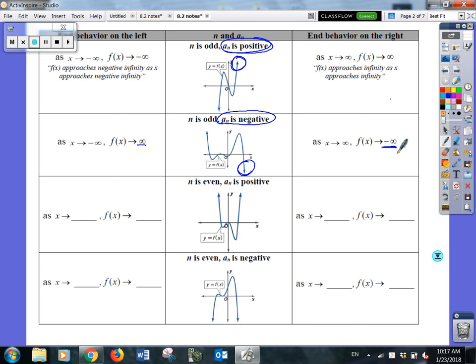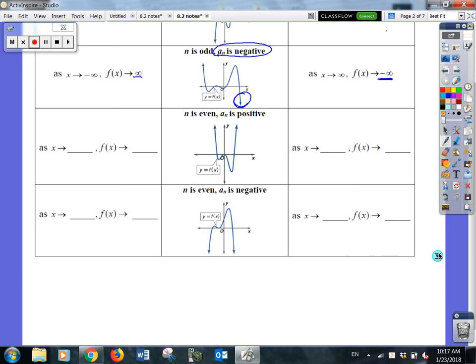Last year we did limits within this unit, but we kind of took that out and saved it for unit 12 this year. So if someone says, oh, you can write it using limits, you can. We're just not going to do that yet. We're only going to use this one way to write end behavior at the moment.